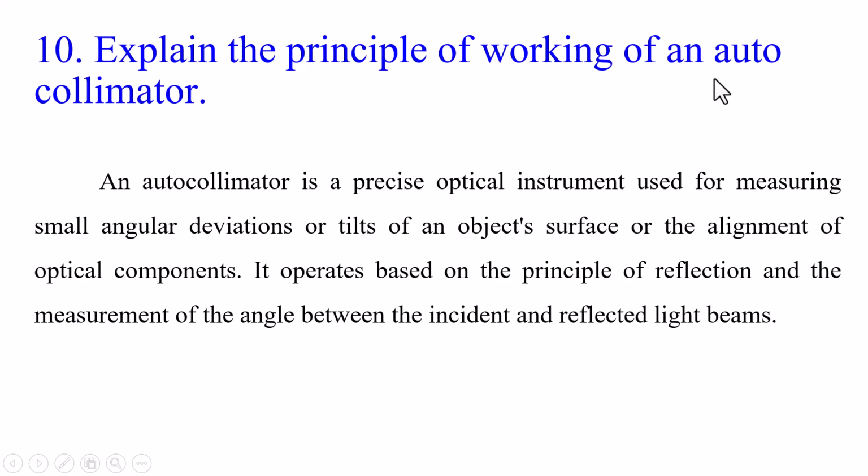Tenth question: explain the principle of working of an autocollimator. An autocollimator is a precise optical instrument used for measuring small angular deviations or tilts of an object's surface or the alignment of optical components. So we can identify the angular deviation or angular tilt of the component. It operates based on the principle of reflection and the measurement of the angle between the incident and reflected light beams.